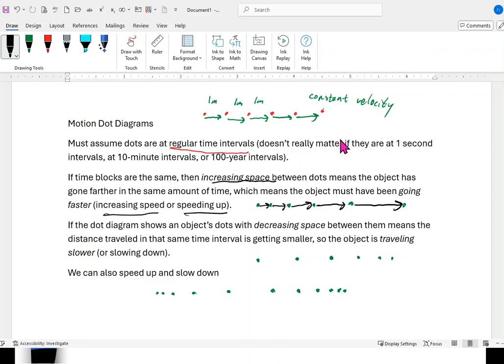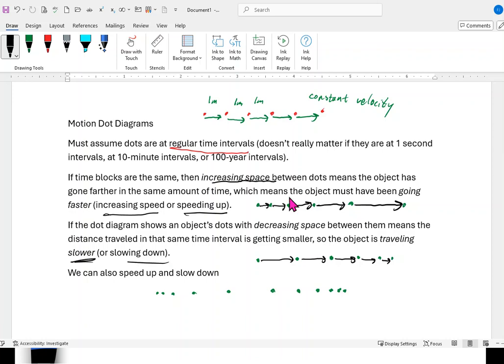Okay, now what happens if the dots are getting closer together? So look, I'm traveling this huge distance, this way, to the right, and then it's a slightly smaller one, still smaller, getting notably smaller. So I am slowing down, I'm going slower, or slowing down.